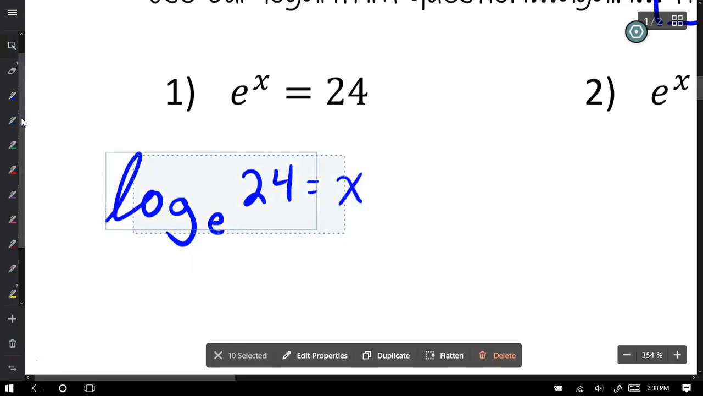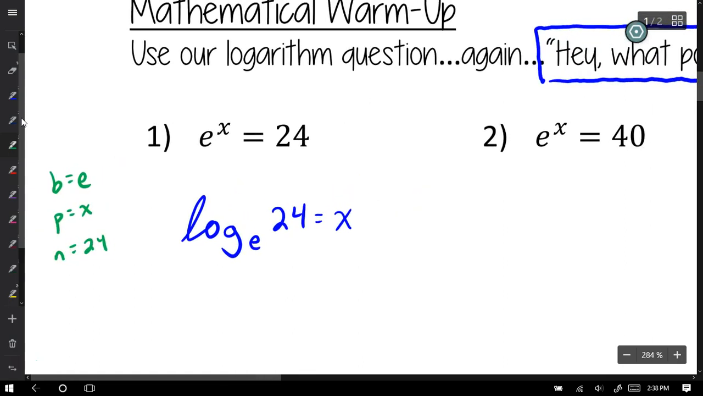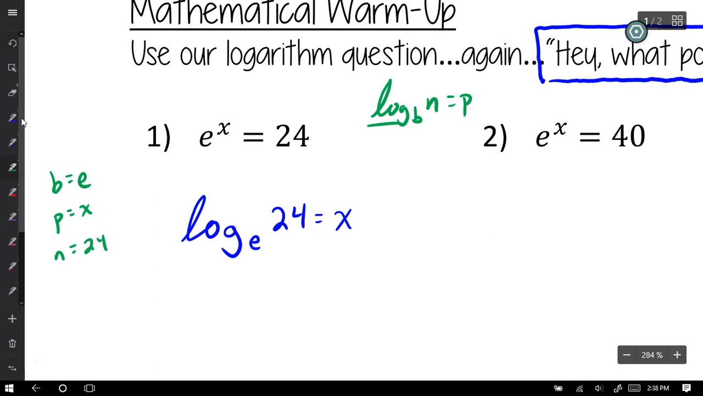So we can go back through, and if I write off to the side, my base is E, my power is X, and my number is 24. And to help out, I could write above it log base B of n equals, that's our question. What power of blank gives us blank? And we find the power for it. So I'm just doing that every time.